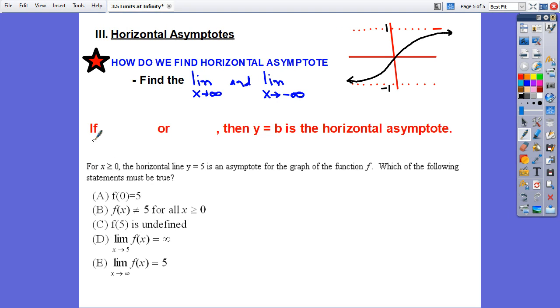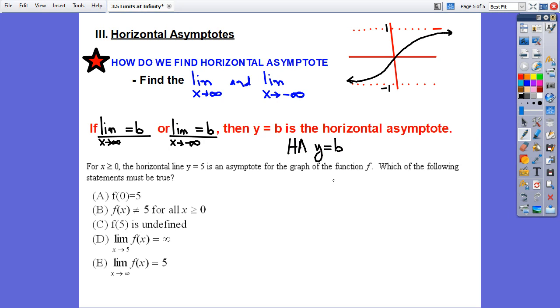So what this says, and what I'd fill into the blank here, is simply this. If I find the limit as x approaches, let's say, infinity of a function, and it equals b, or the limit as x approaches negative infinity of a function, and let's say it equals b, then y equals b is a horizontal asymptote. So what we can do is write an HA as simply y equals whatever that b value is.